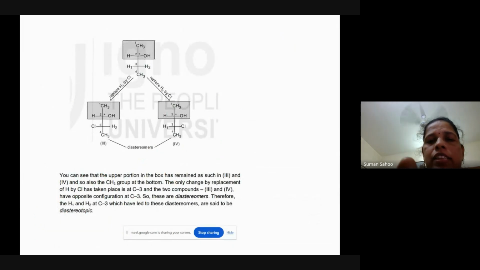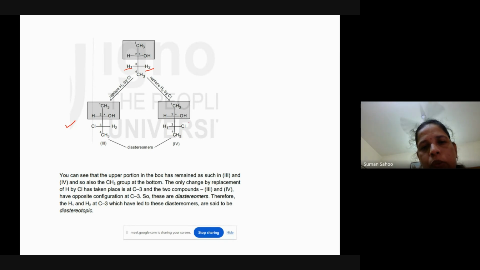Suppose we already have a chiral center here, and just consider the hydrogens here at carbon number 3. Suppose I replace this hydrogen by chlorine. If we replace hydrogen 1 by chlorine, we are going to get this compound, and this upper part remains the same. But when we replace hydrogen number 2 by chlorine, we get this compound.